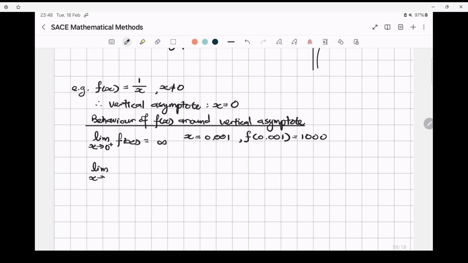You can also study when you approach 0 from the negative side. You find that this is negative infinity. The way you verify it is to substitute a very small number close to 0 from the left side, which is minus 0.001. Then this particular function with that particular x will give you minus 1000. So this tells you that when you approach 0 from the negative side, it goes to minus infinity.